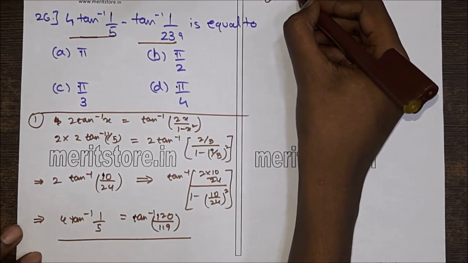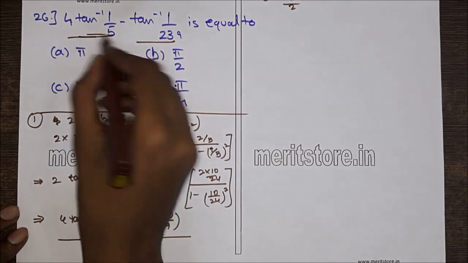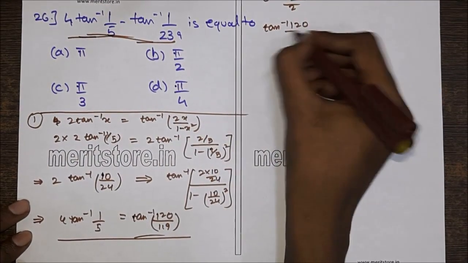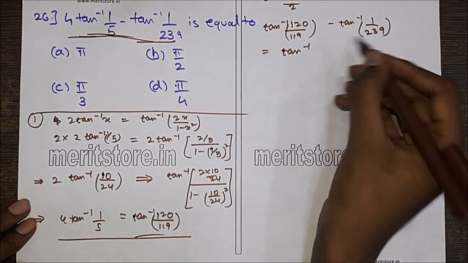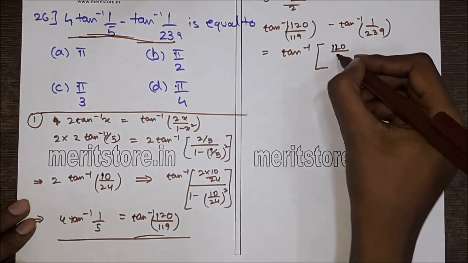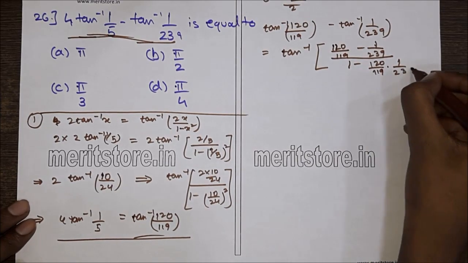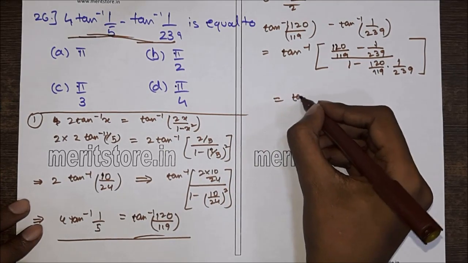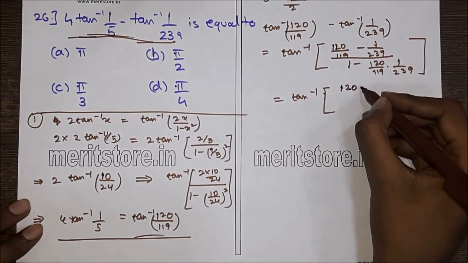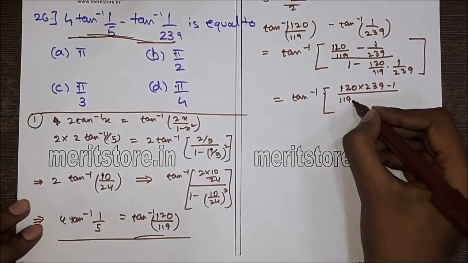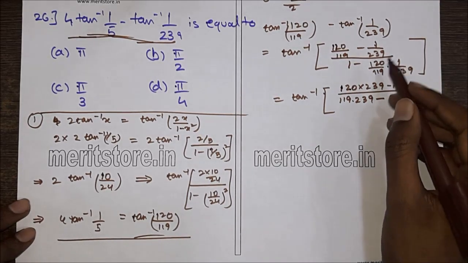Now for tan inverse of 1 by 239, so now we substitute this value in the given expression. We get tan inverse of 120 by 119 minus tan inverse of 1 by 239. This is equal to tan inverse of 120 divided by 119 minus 1 by 239 divided by 1 plus the product, that is 120 upon 119 into 1 upon 239. This can be simplified and we finally get tan inverse of 120 into 239 minus 119 upon 119 into 239 plus 120.